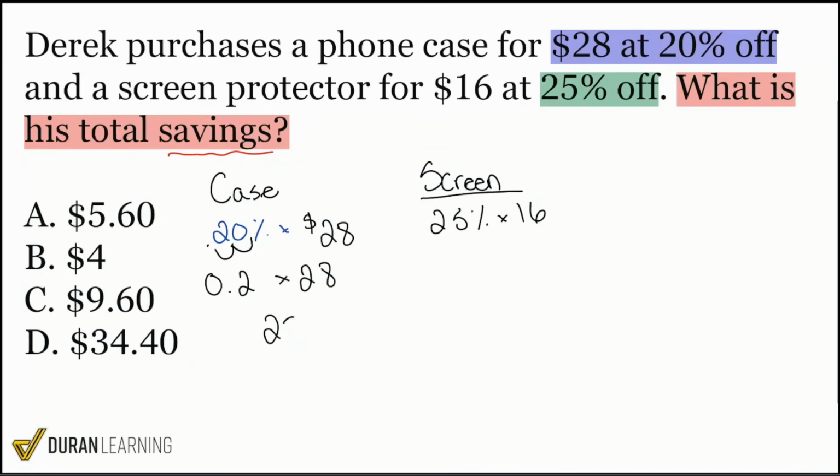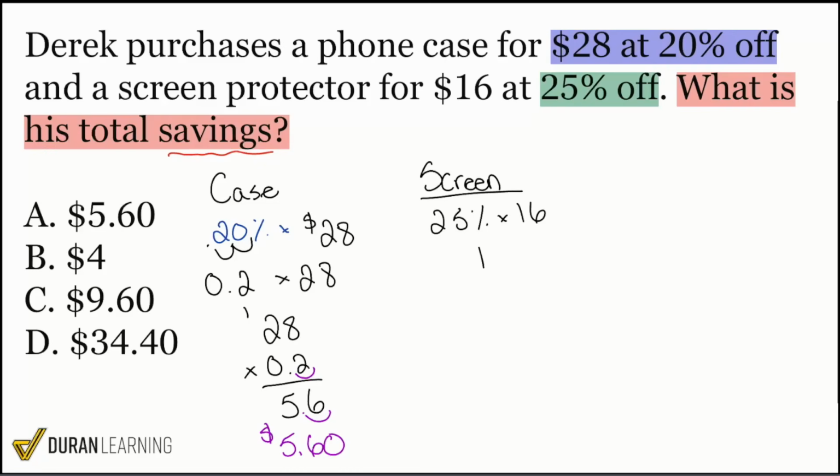Here we go. 28 multiplied by 0.2. 8 times 2 is 16, carry the 1. 2 multiplied by 2 is 4, carry the 1 is 5. We bring back just one decimal place here. So there we are. That first part is $5 or 5.6, which is $5.60. Don't get too aggressive because that is not the answer. Let's keep it going here.